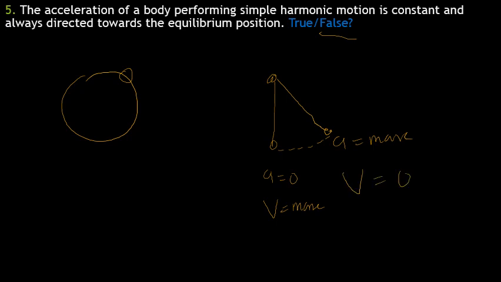All right, so the acceleration increases from 0. It keeps increasing in magnitude until it becomes maximum. So the acceleration is not constant for S.H.M. But for circular motion, of course, the magnitude is constant, but the direction is always changing. So the answer is false.